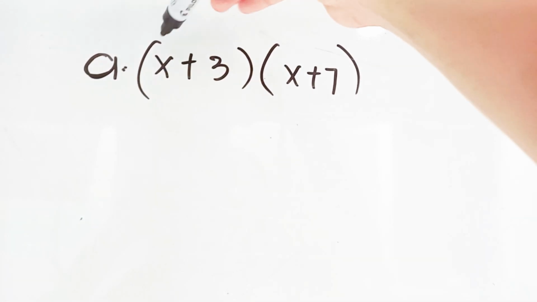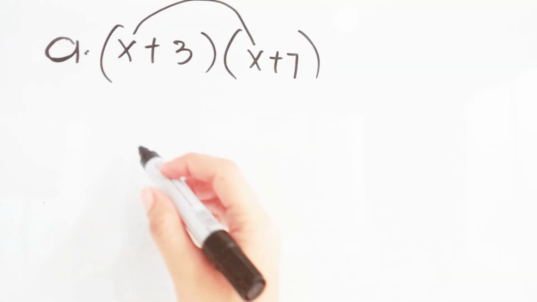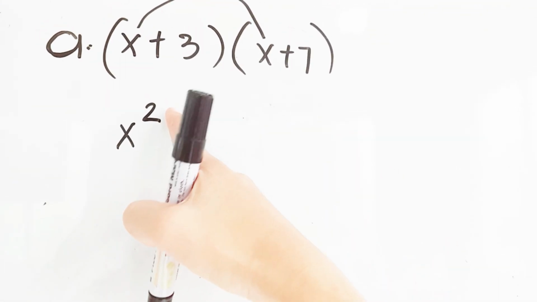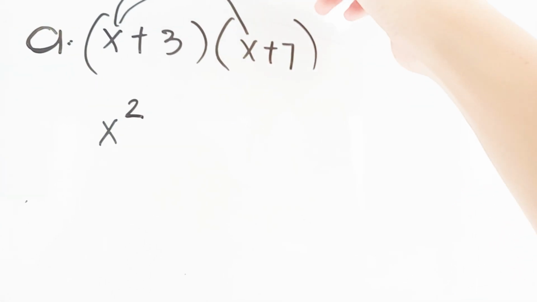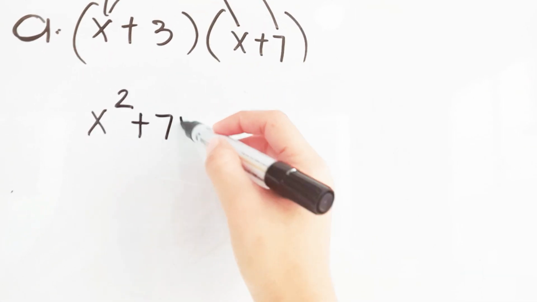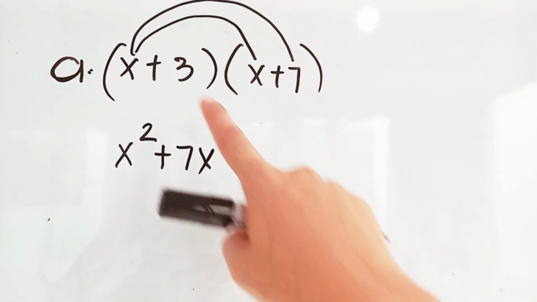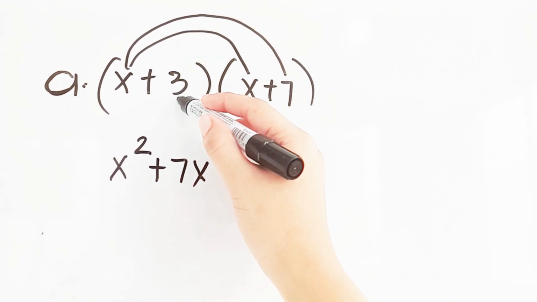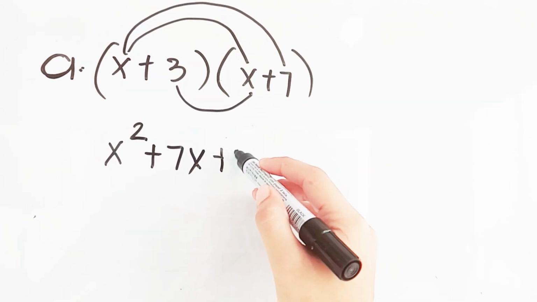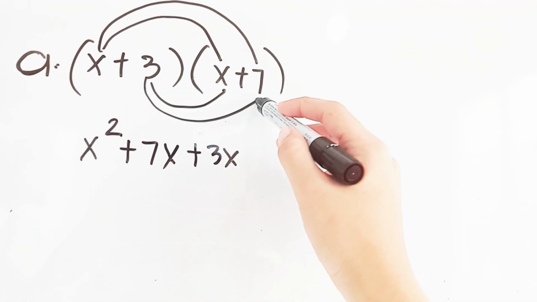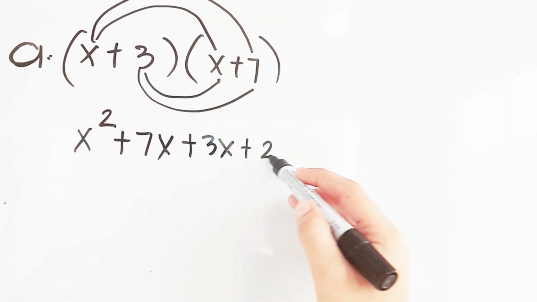So let's distribute x times x, that is x squared, 1 plus 1, so x squared. Another, this term should be distributed here, x times 7x, that is positive 7x. Okay, we're done with this one, so let's proceed. 3 times x, that is positive 3x. And then 3 times 7, that is positive 21.